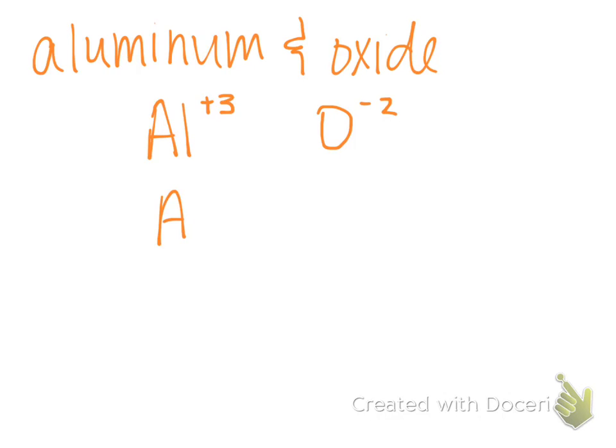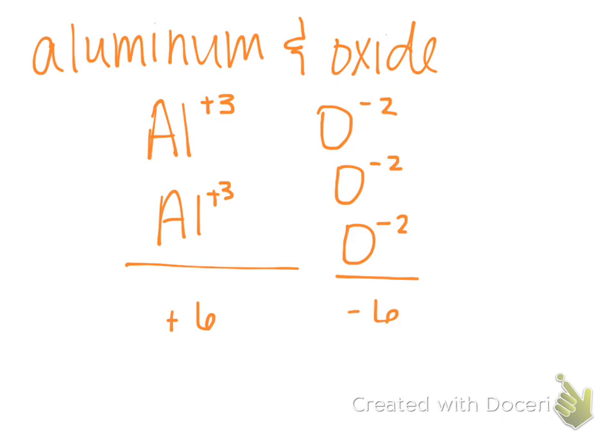So if the least common multiple is 6, 2 aluminums would get me to a +6, and how many oxygens would get me to a -6? 3. So that leaves me with Al2O3. Okay, does this make sense a little bit? Why we had to go to 6?